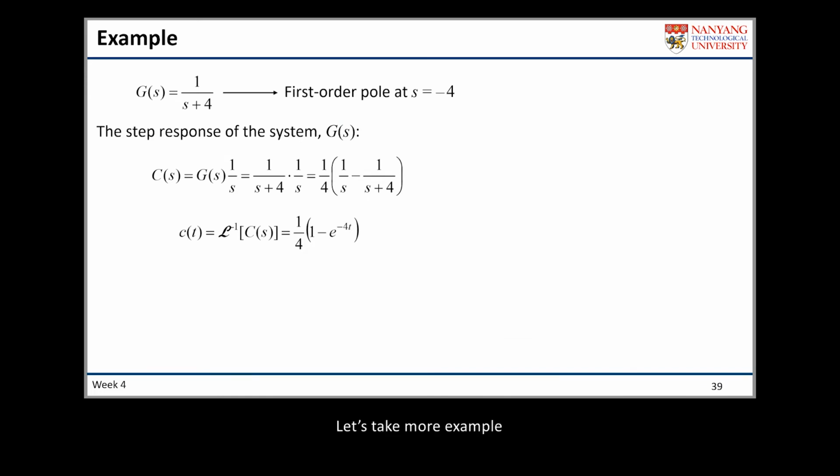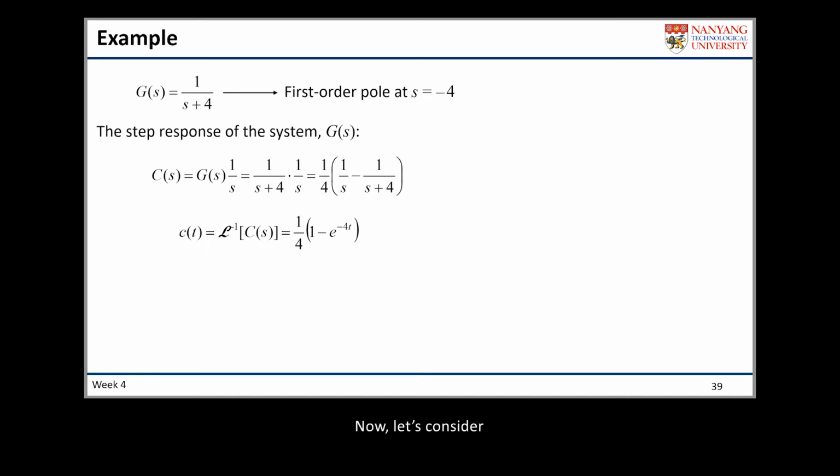Let's take more examples on this pole location map. Let's consider I have a system where the transfer function is G(s) = 1/(s+4). This means my system will have a pole at negative 4. You know how to find the pole, don't you? You just have to find the roots of the denominator, the roots of the characteristic equation. So in this case, the pole is at negative 4.